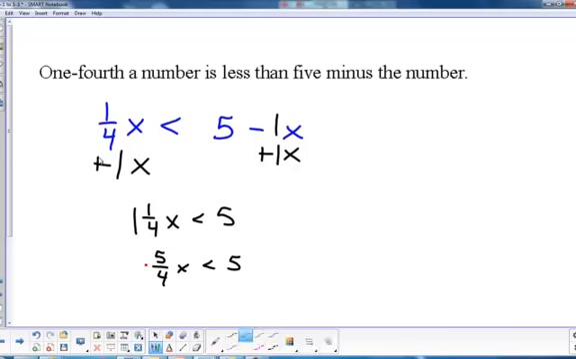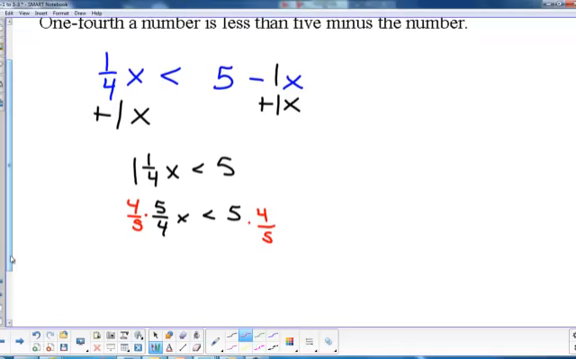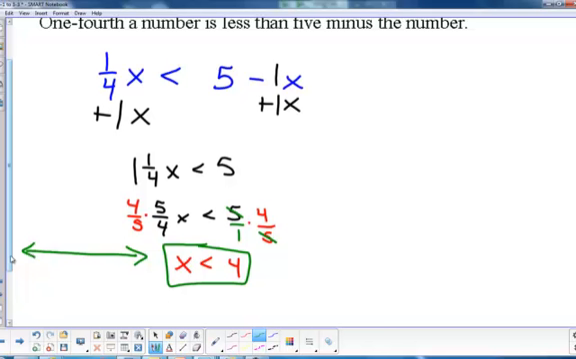Fourths, you can multiply by the reciprocal. And as long as you're multiplying by a positive, things shouldn't change. We're going to get to the negatives in just a minute. So x is less than 4. It's the same as 5/1. Cancel the 5s. And then on your number line, we have an open circle with an arrow to the left.